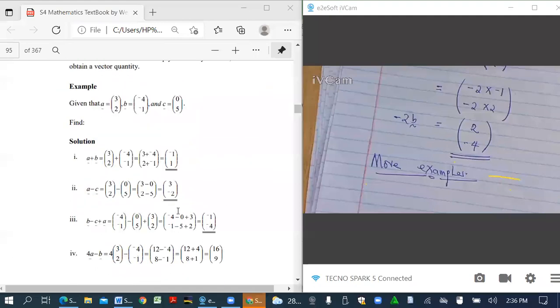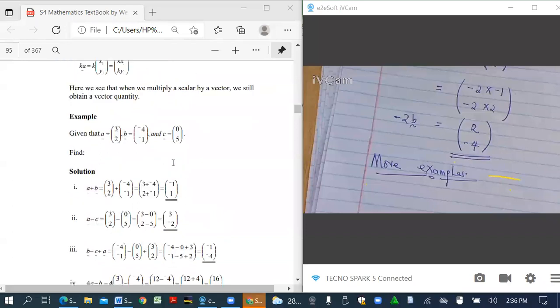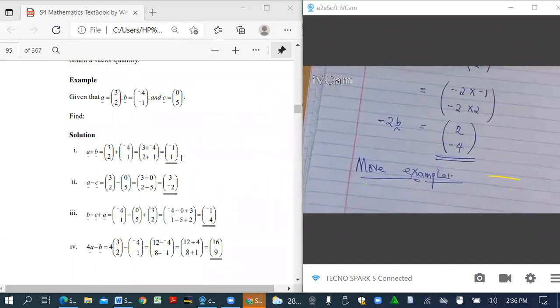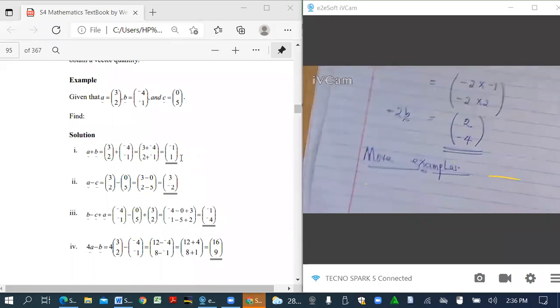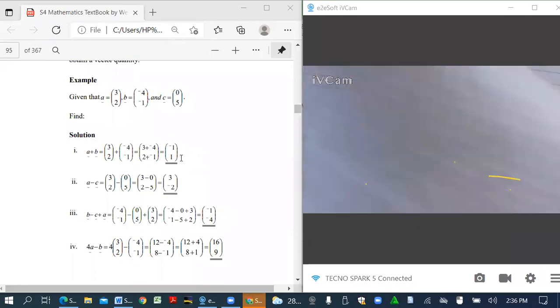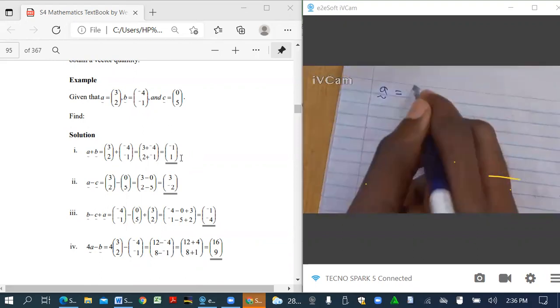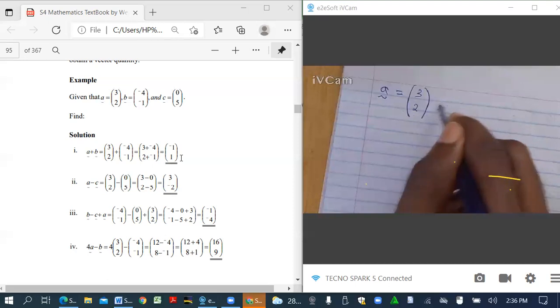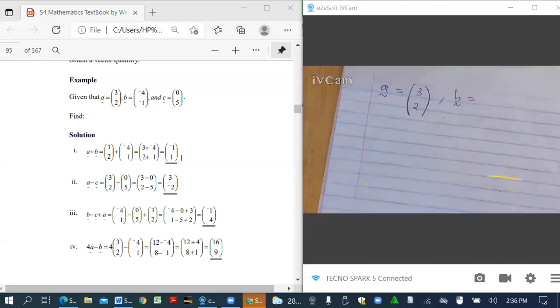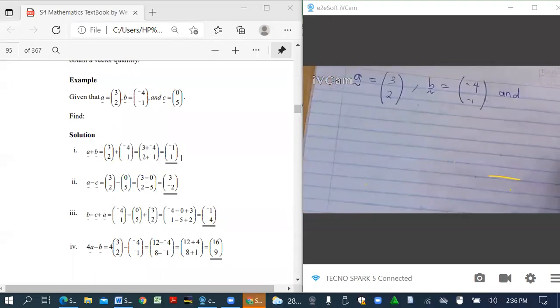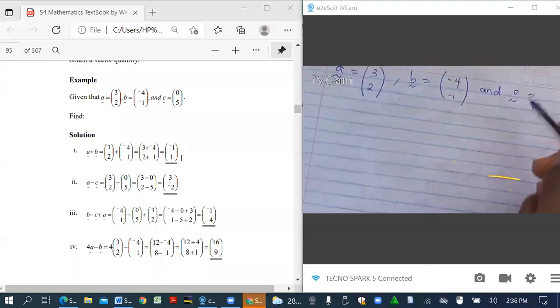The question is on the screen, that example there, on the side of the notes. Have you seen that? Write that question down. They have said that given that A is 3 and 2, then B is negative 4, negative 1, and vector C is given to be 0 and 5, right?